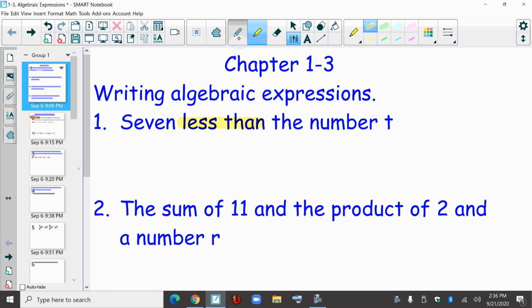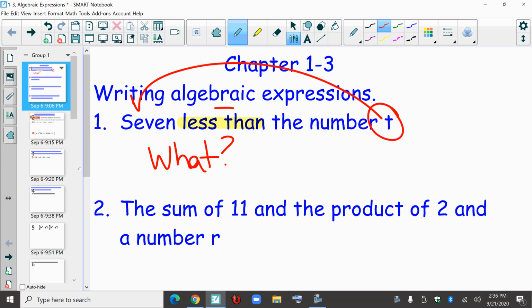Less than actually means subtraction in mathematics. However, the trick with this is understanding that 7 is less than what. The what goes first. In this case, the what is t, so it goes in front. So I'm going to have t minus 7 because t is your larger value. And whenever you have subtraction or division, you have to be very careful. The what goes first. Ask yourself 7 less than what? What is t? T goes first, minus 7 goes second.